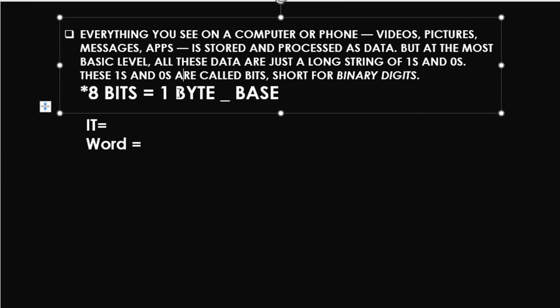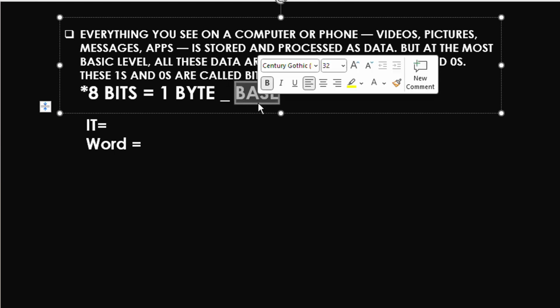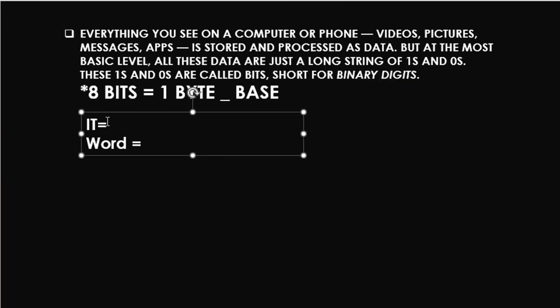Right, so we know that 8 bits make 1 byte. 8 bits make 1 byte. So let's take the byte as our base, but computers deal with bits. Let's try to break this down.